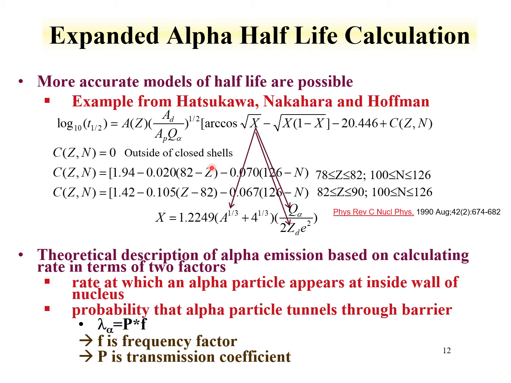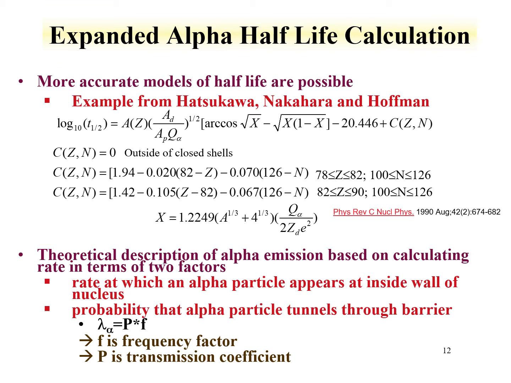But one thing about this model is that there are relationships between the daughter A, the Q value of the alpha, and the A of the daughter. So they're pretty straightforward relationships that are also reflected in the Geiger-Nuttall Law. A more accurate model, such as the Hatsukawa model, is just provided as an example. For the course, we'll focus on the Geiger-Nuttall equation.